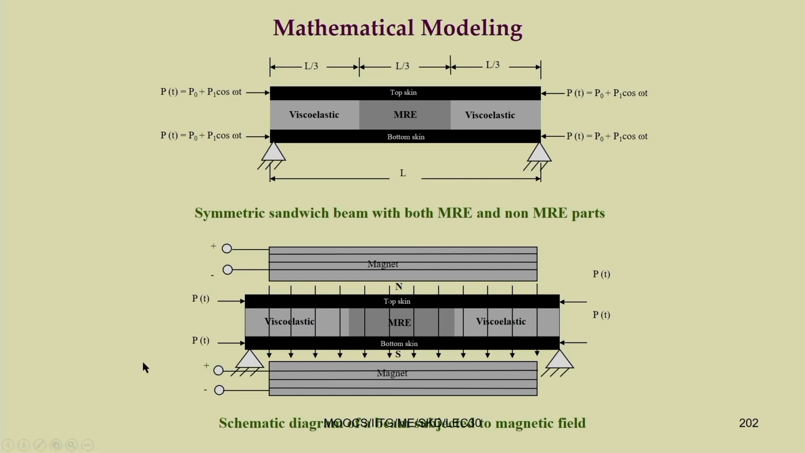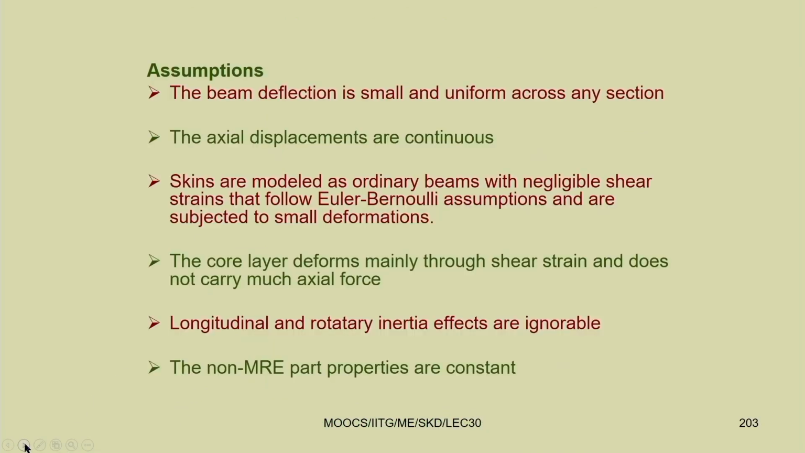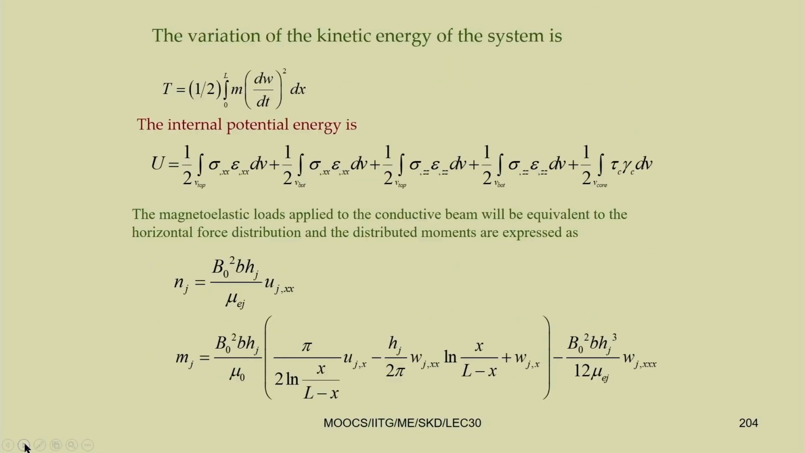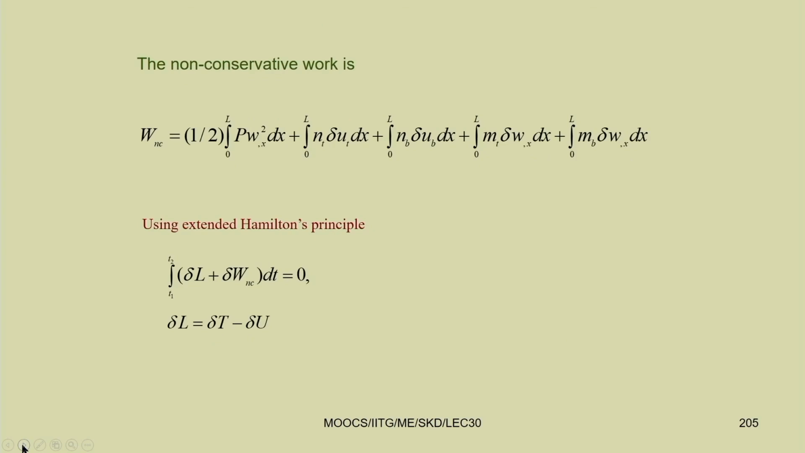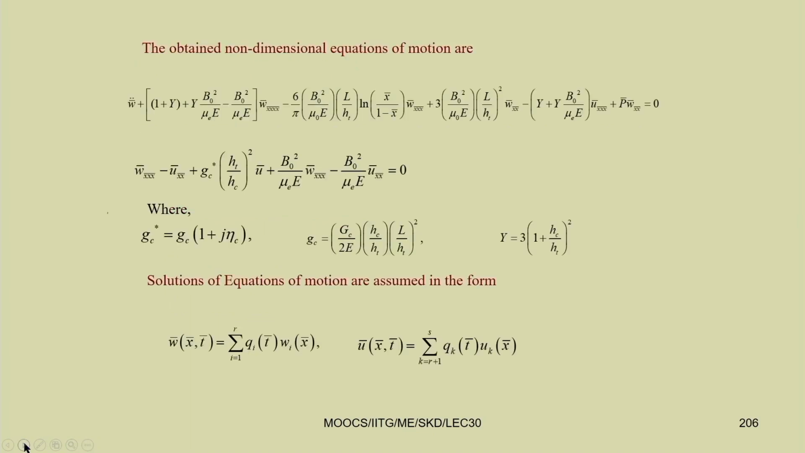So, we can have different boundary conditions. For different boundary conditions, you can derive the kinetic energy, potential energy, and the loading. If we are taking the skin material to be conductive, then we can have the Lorentz force and couple. We can find this N and this force and this couple, and due to that, this axial loading will be there. We can find the non-conservative work done, and using the extended Hamilton principle, we can derive the equation of motion.